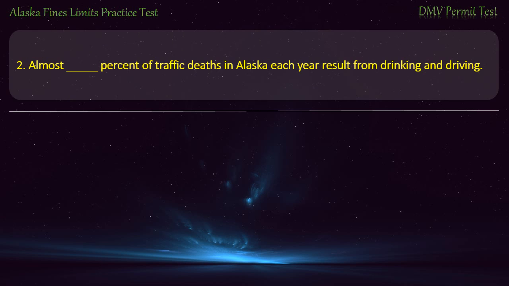Question 2. Almost % of traffic deaths in Alaska each year result from drinking and driving. 10%. 25%. 45%. 50%. Answer. 45%.